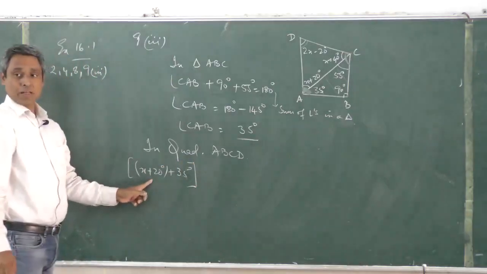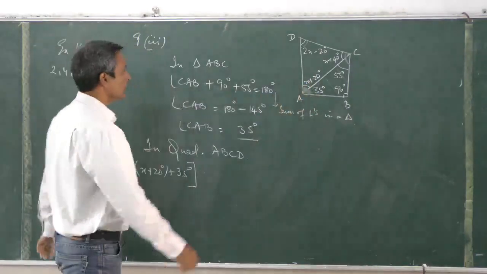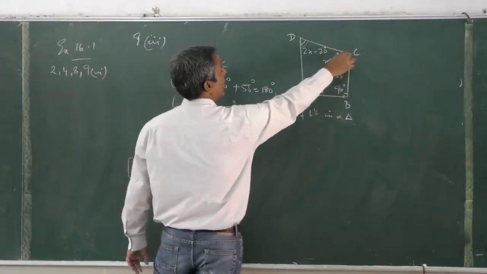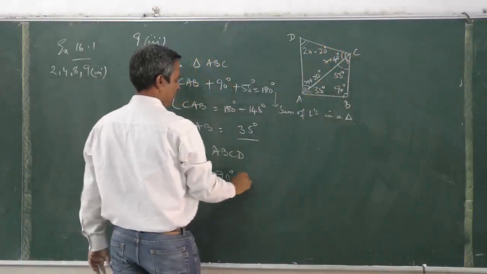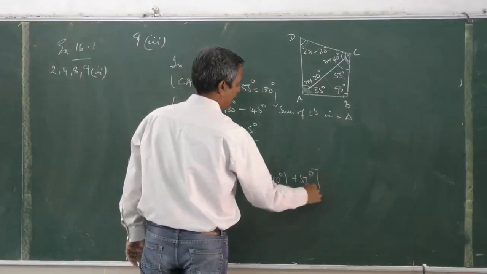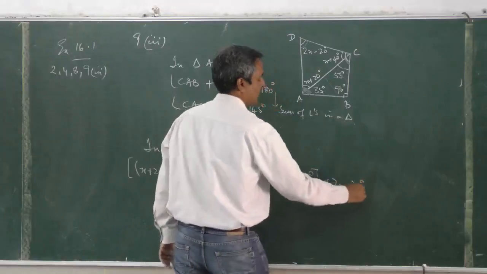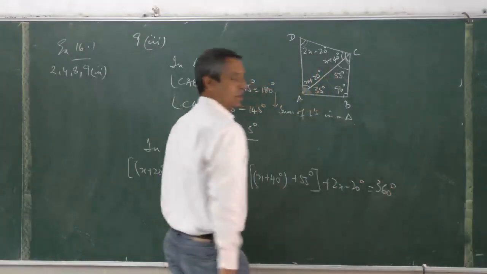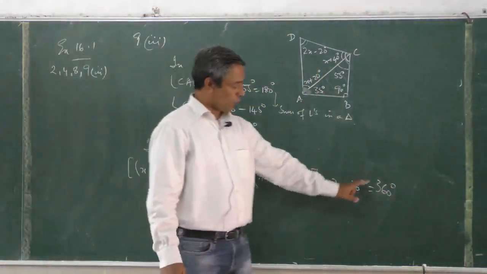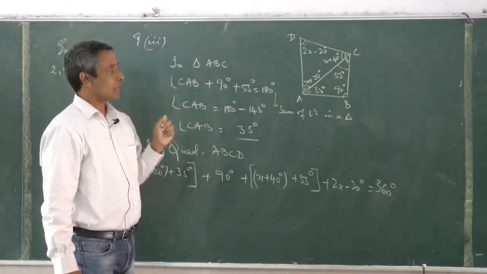This is the first angle. It is the sum of this angle and this angle, both, plus 90 degrees. Now again these two angles are actually forming one angle. So plus angle x plus 40 degrees plus 55 degrees. That is angle C. And finally 2x minus 20 degrees is 360 degrees. I know that when I add the four angles of a quadrilateral, I will get 360 degrees. Is that clear to you?